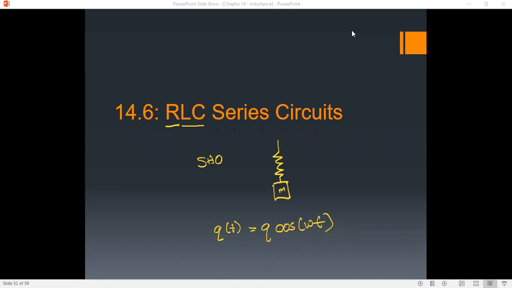Now, in the case of the resistor, we saw that the resistor would restrict the flow of energy. But it also has another purpose here. A resistor will also turn some of the energy from electrical energy into heat.